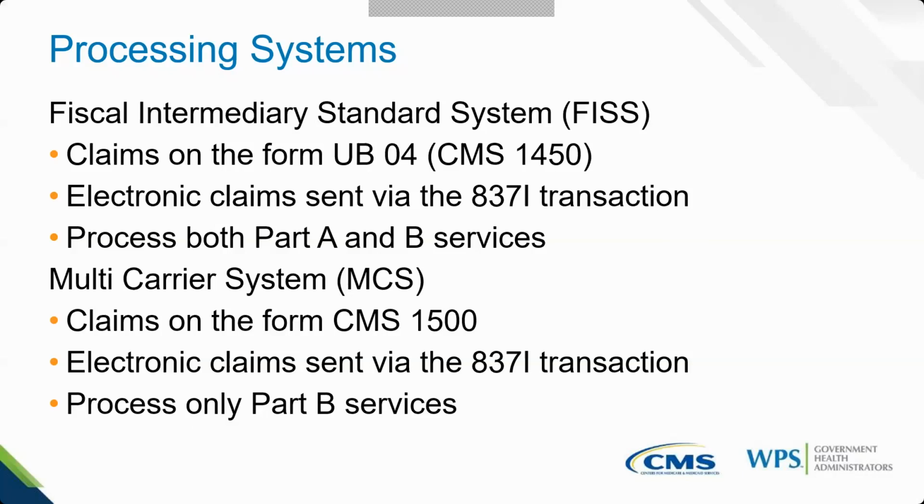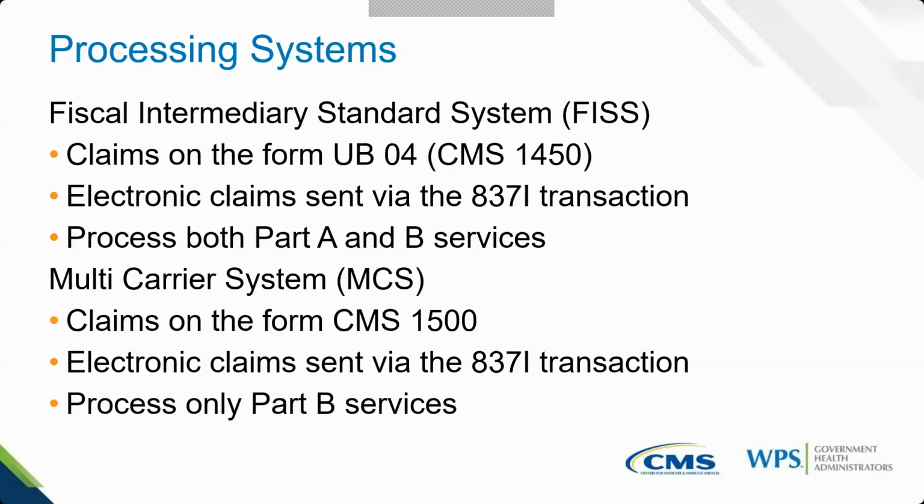Okay? Then we also have the MCS, or the multi-carrier system. The multi-carrier system looks at 1500 claim forms and 837P. Sorry, I just realized there's a typo. Cross off I right there and put P, professional transactions. So how do you submit your claim?